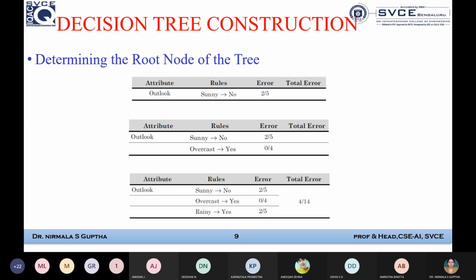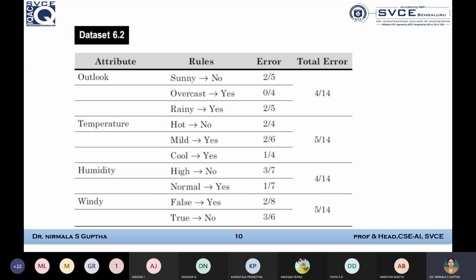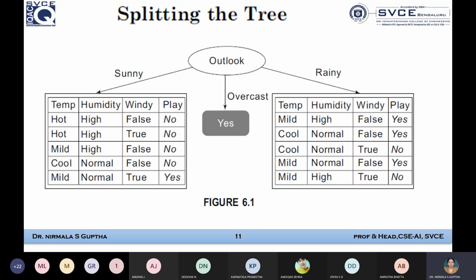For sunny, 2 by 5. The total errors were 4 by 14. Correct? Yes, ma'am. Okay. So when the play cannot happen with respect to sunny, those values are being picked up here in the table.